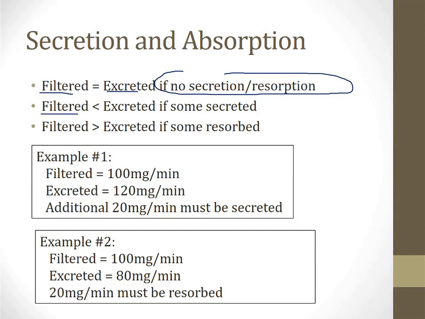If the amount filtered is less than the amount excreted, then some must have been secreted by the nephron. If the amount filtered is more than the amount excreted, then some must have been reabsorbed. So for example, if for a particular substance 100 milligrams a minute is filtered and 120 is excreted, an additional 20 milligrams per minute must have been secreted.